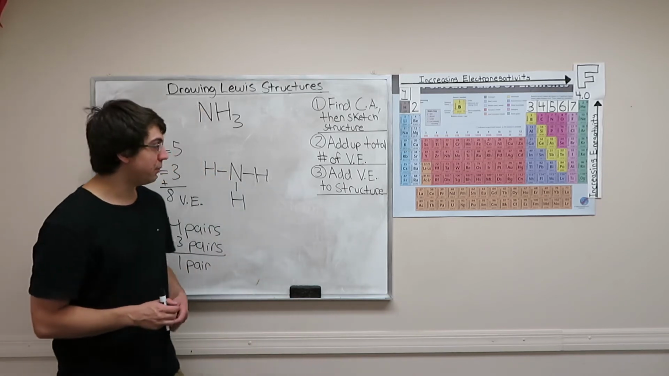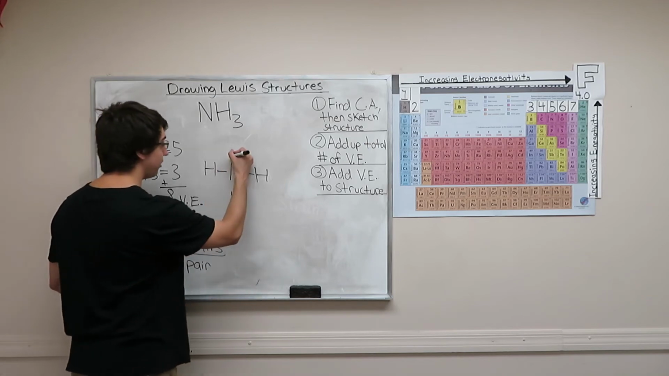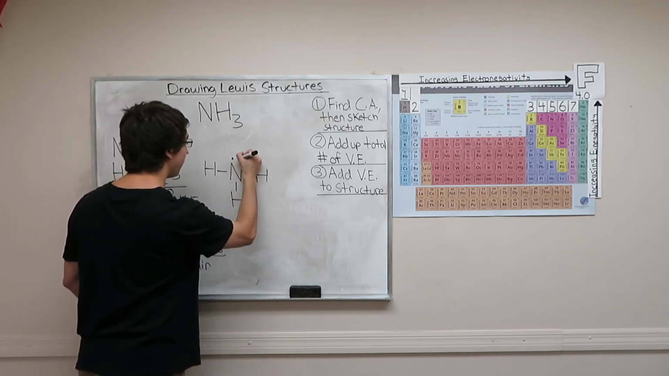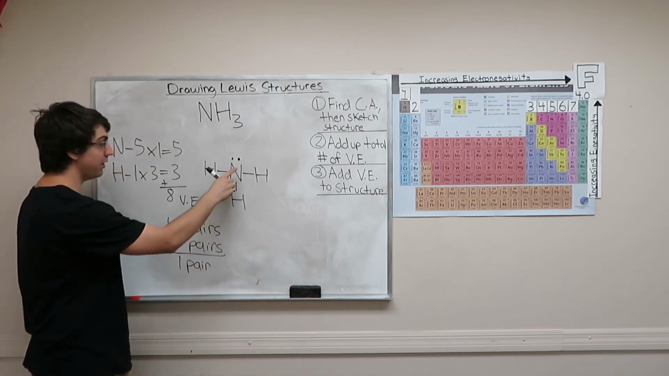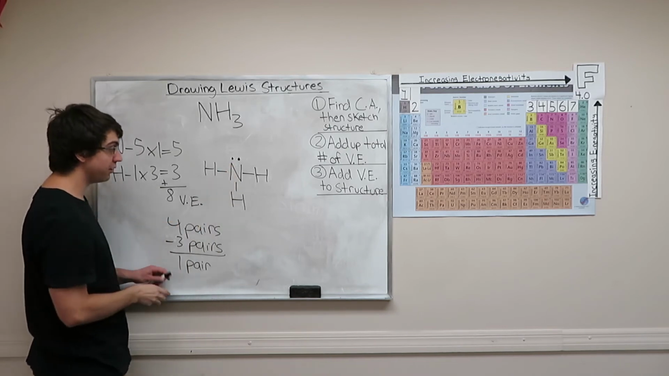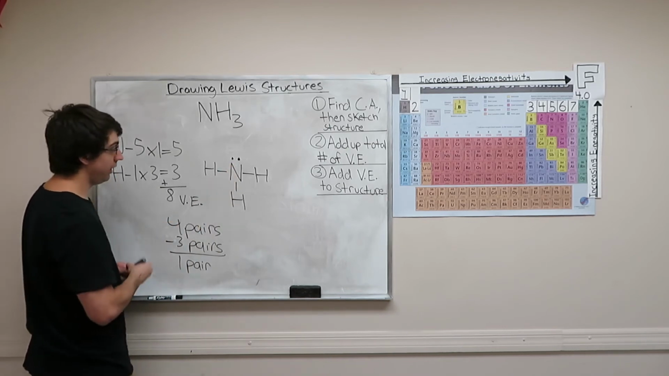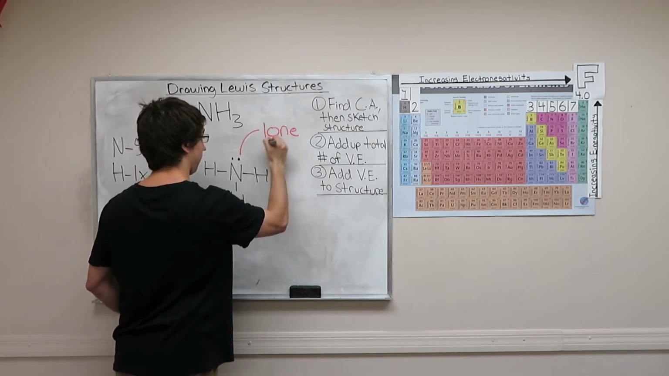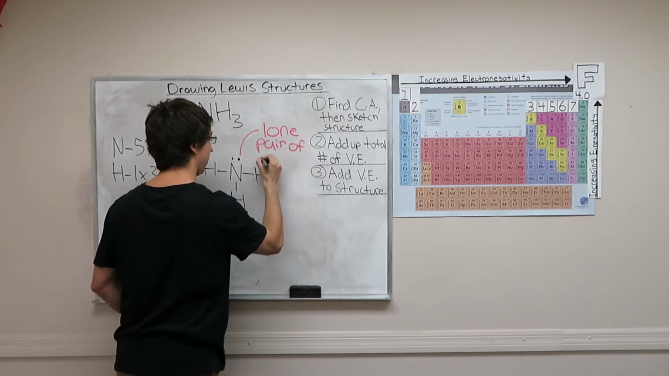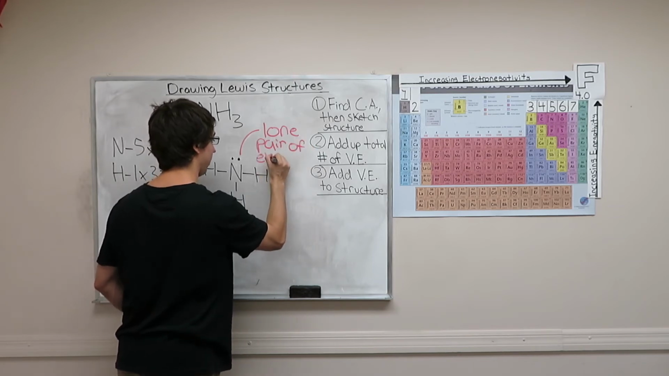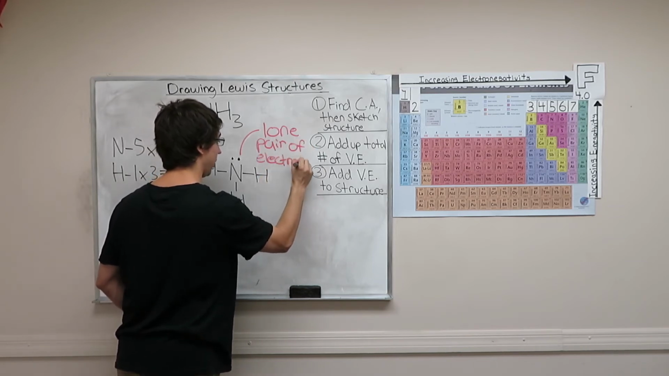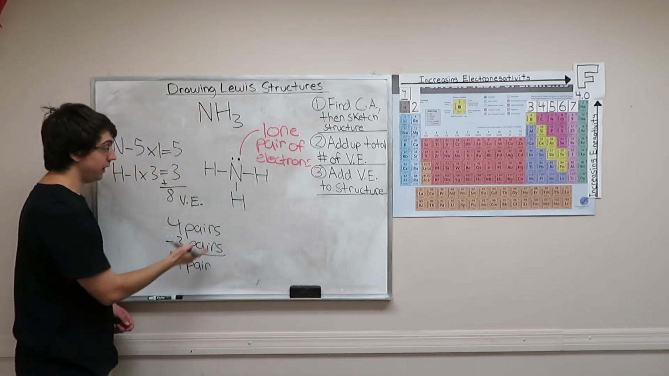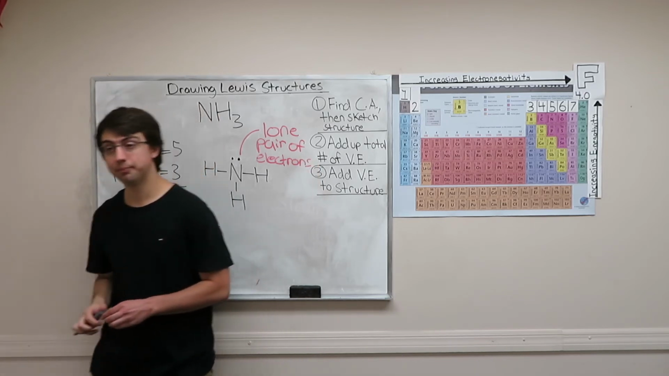And that last pair is going to be a non-bonding pair, and it's going to be known as a lone pair of electrons. So I'm just going to put that as a little dots over the nitrogen. That's a lone pair of electrons, and I'm going to mark that here. And this structure is complete.